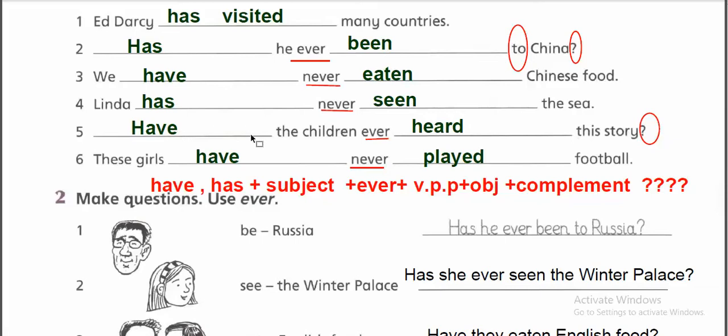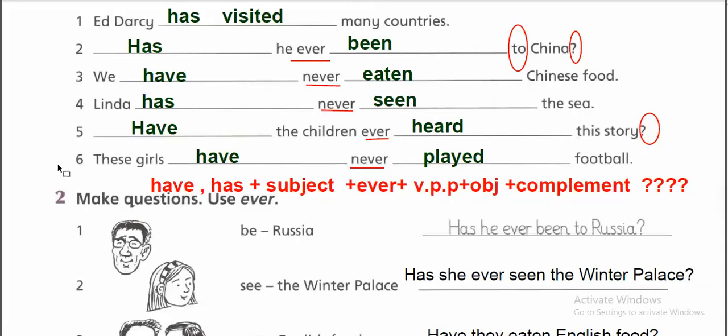The children ever this story. This is a question. For that, I use the helping verb at the beginning with a capital letter, which is have, for the children, which is plural, and ever is used for questions. Heard is verb 3 of hear, and the object is this story. Now it is: Have the children ever heard this story?